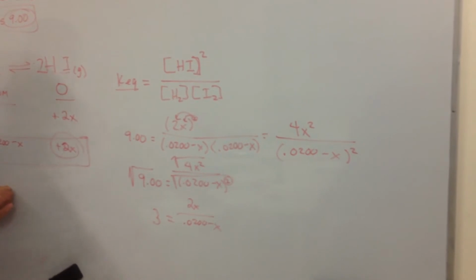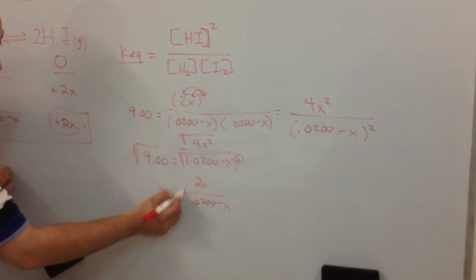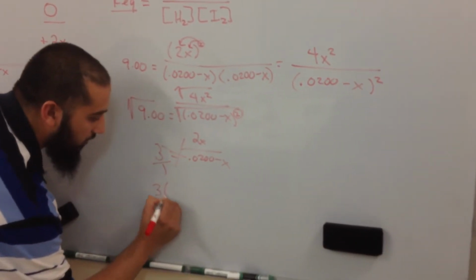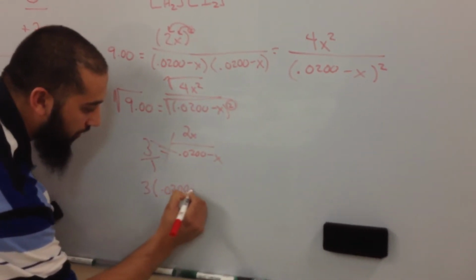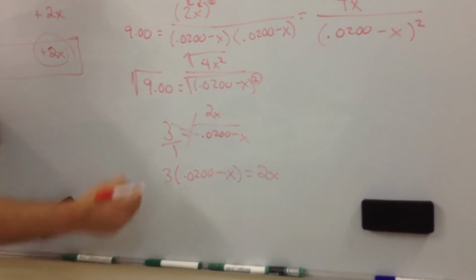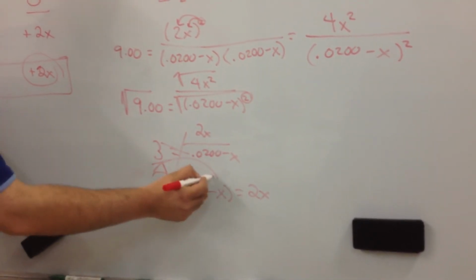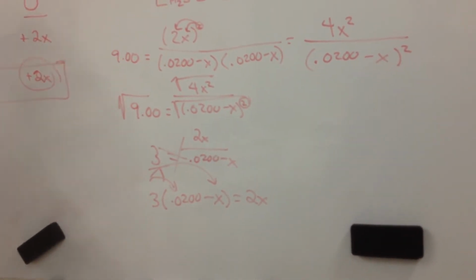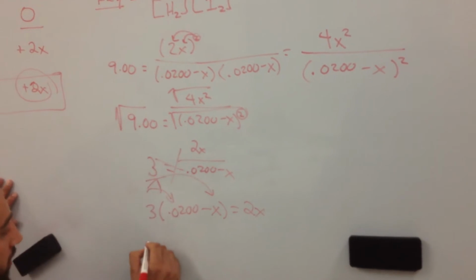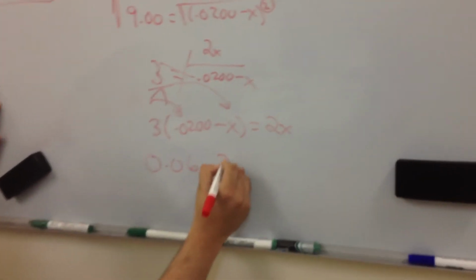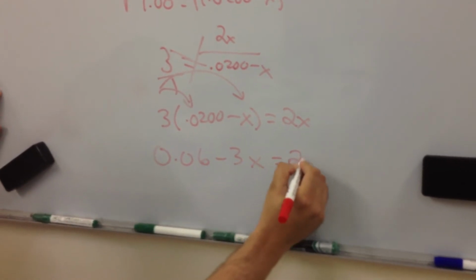What do we do now? Cross multiply. I just put it over 1 and then we can cross multiply. So then what do we have? We have 3 times 0.0200 minus x equals 2x, right? What do we do now? Distribute. So what's 3 times 0.02? 0.06. So you got this, Scott? Yeah, I got it. 0.06 minus 3x equals 2x, right?